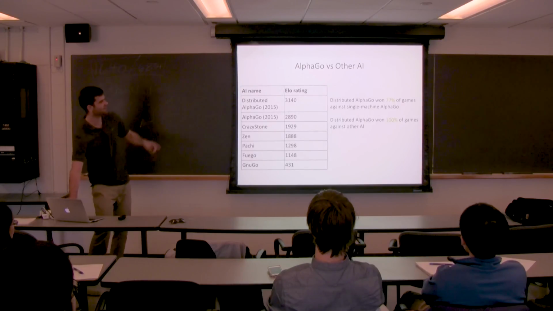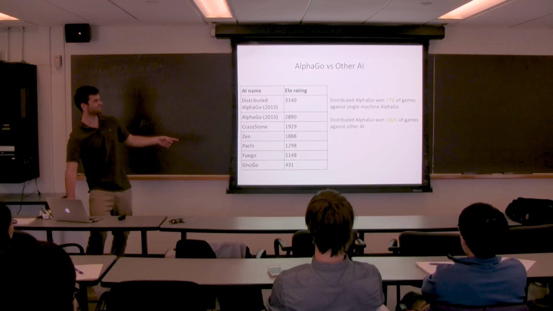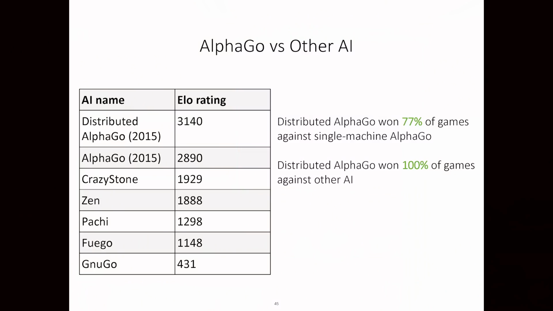And I know I'm over time, so I just want to skim through the stats real quick. Distributed AlphaGo won 77% of the games against regular AlphaGo. So it's the only thing that beat regular AlphaGo. And then distributed AlphaGo won 100% of the games against all these. So in a rematch against Pachi, now that we've added MCTS to our policy network and we have our value network, we slaughtered Pachi 100%.